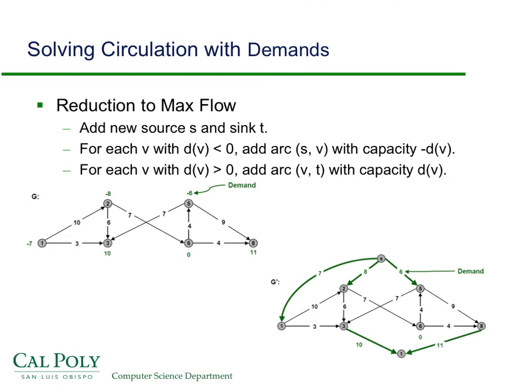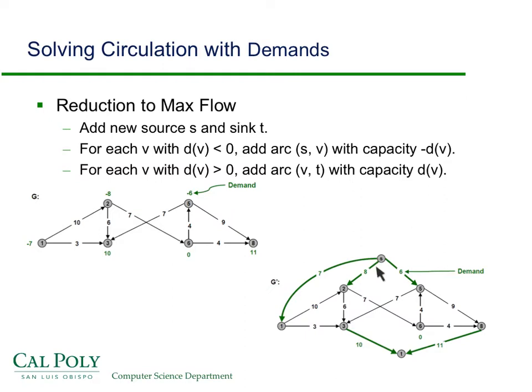So how do we reduce this to max flow? Well, we just label the arc for each V if it's negative. Then we have an arc from the source to that vertex with that capacity. And if it's positive, if there's a demand, then there's an arc into the sink. So this is exactly the same thing that we've been doing, even though we've got some extra wrinkles to the problem.